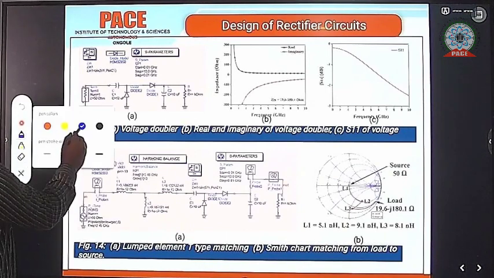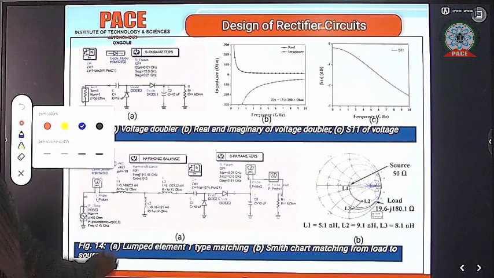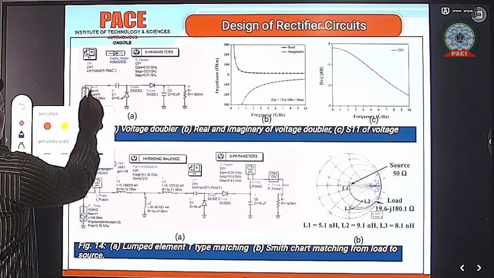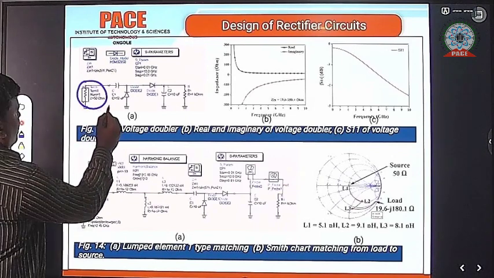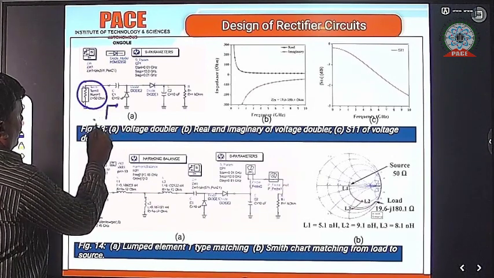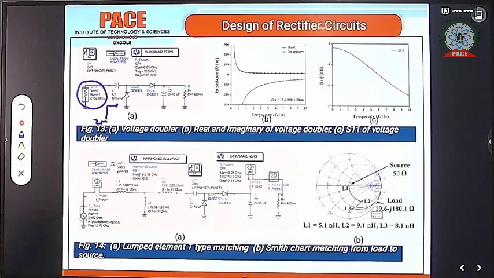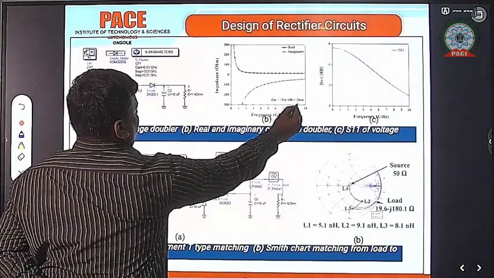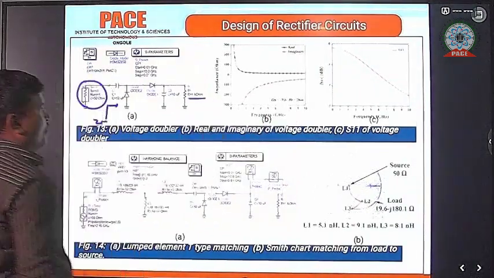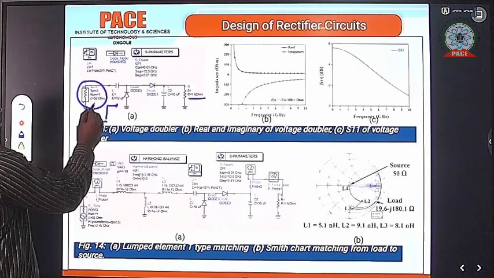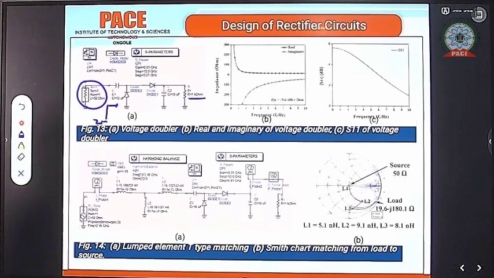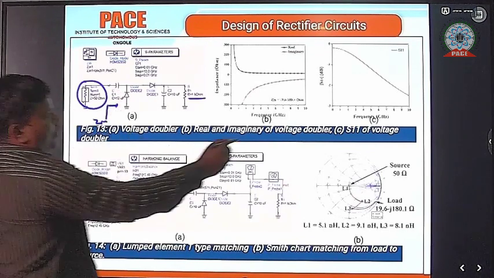The impedance of the RF cable or antenna is 50 ohms. So this is the input impedance of the rectifier circuit: 19.6 minus j180.1 ohms at a load resistance of 1 kilo ohm. So this entire impedance must be matched with 50 ohms. Whenever it is matched with 50 ohms, maximum RF power enters the rectifier part. The frequency response of this voltage doubler circuit shows that the plot comes to 2.45 gigahertz, which is matched with 50 ohms.